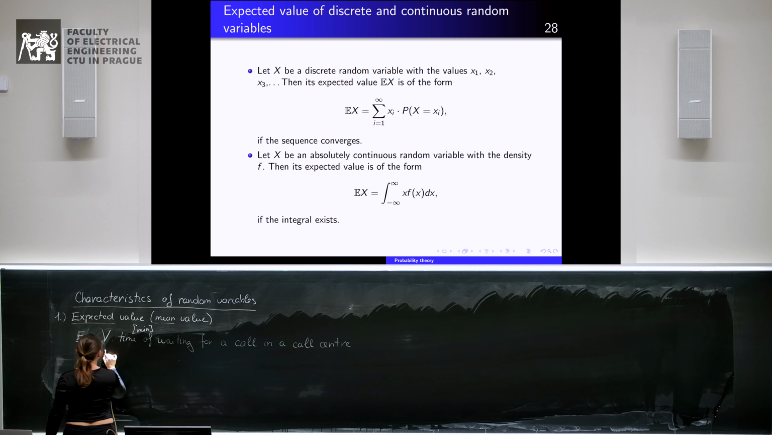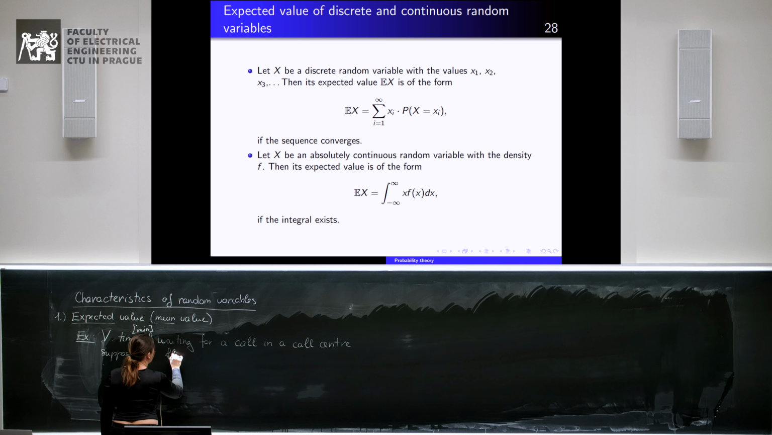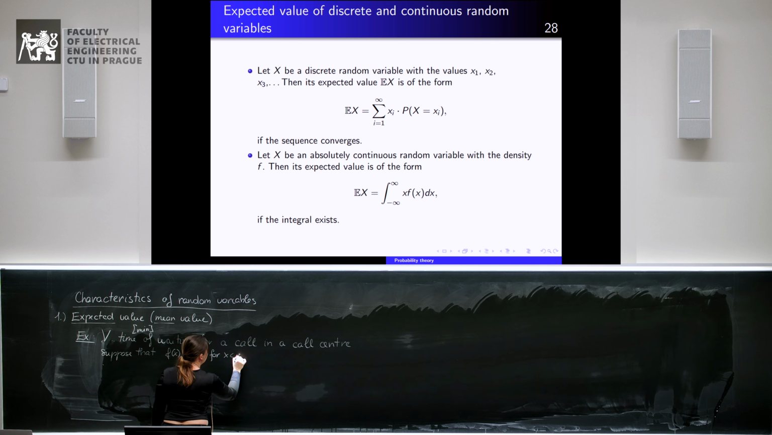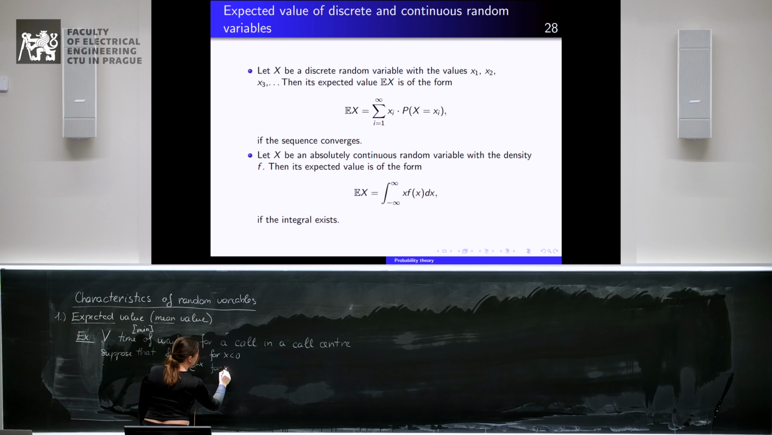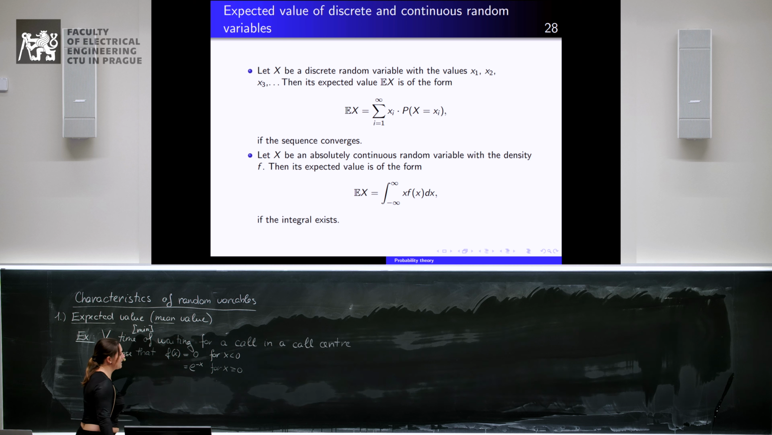And let's suppose that the density is of this form. It is, of course, equal to 0 for negative numbers, because the time of waiting for something cannot be negative. And the description for the positive x is e powered by minus x.